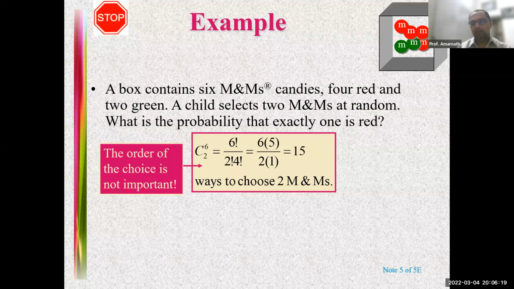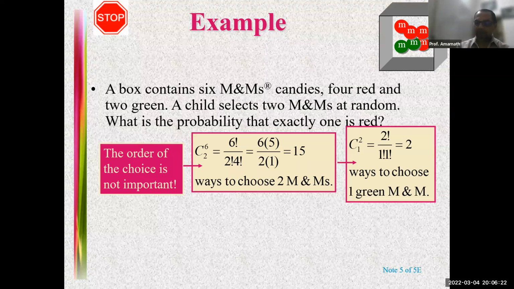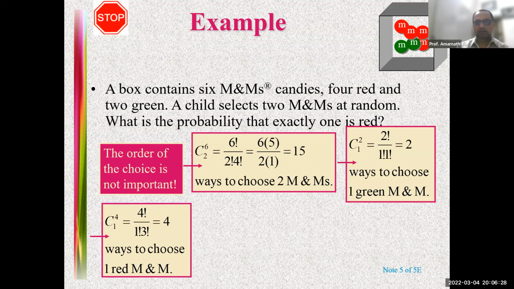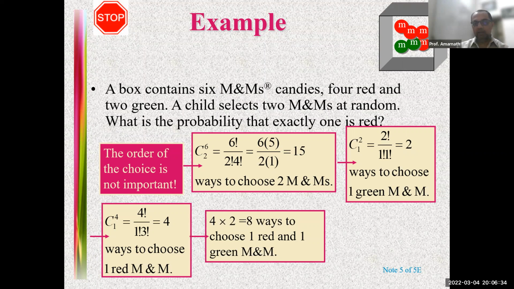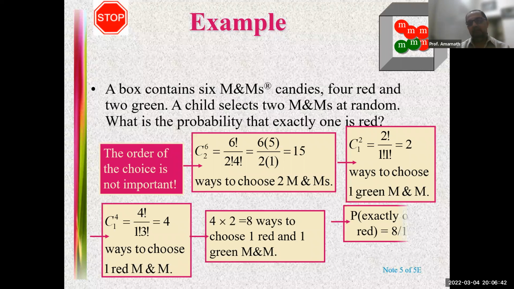For one green M&M, there are two ways. For one red M&M, there are four ways. So 4 into 2 is 8 ways to choose one red and one green M&M. Exactly one red: 8 by 15. See how things like this speak. You are in finance, you are in sales or something like that. How to bring that probability, permutation, combination, everything. These are some statistics you talk about.